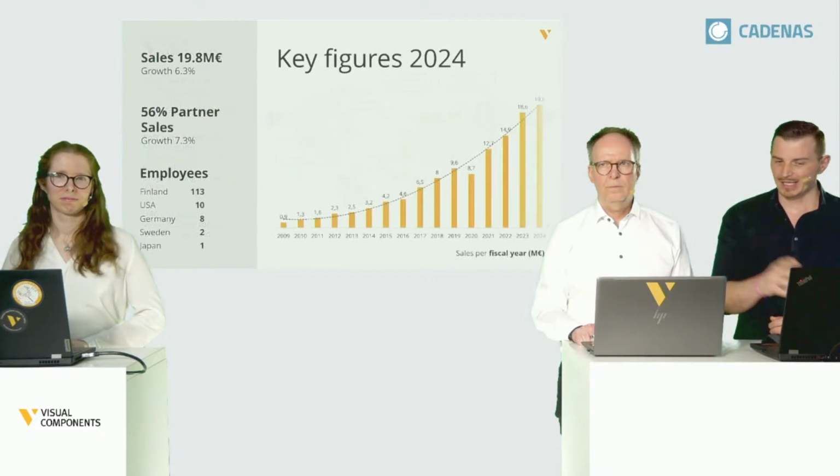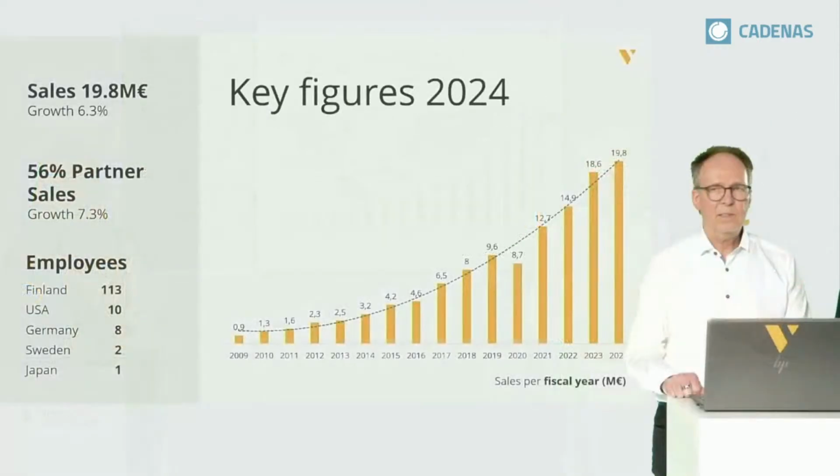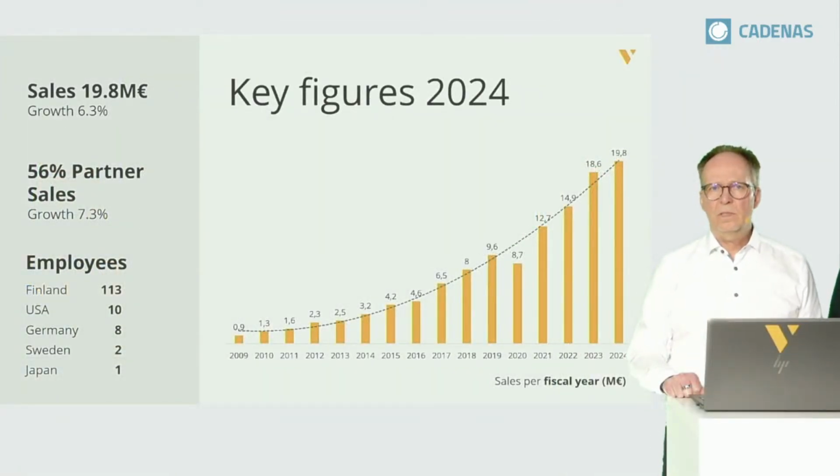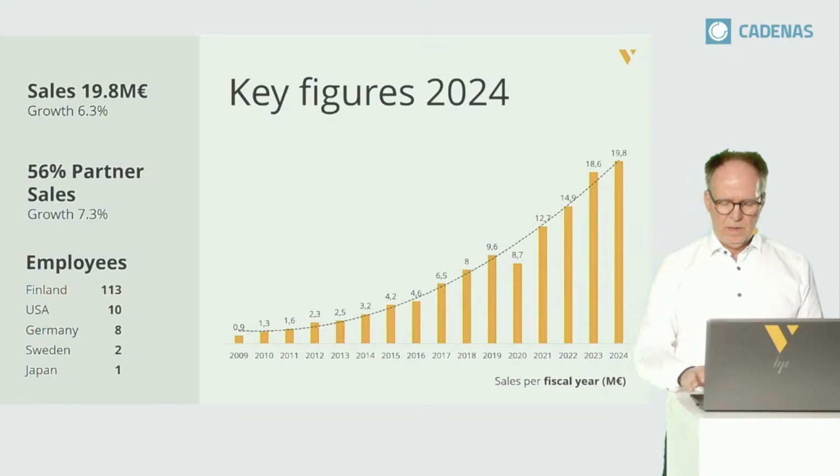But let's have a look at some figures, about our income. As you can see here, since 2009 the growth is around 20%. You can also see our employees. Most employees are based in Finland because our development, marketing and so on are here. In the US, Germany, Sweden and Japan, it's mostly sales and sim experts and application engineers who are working there.